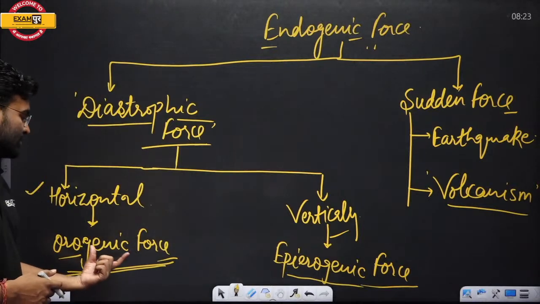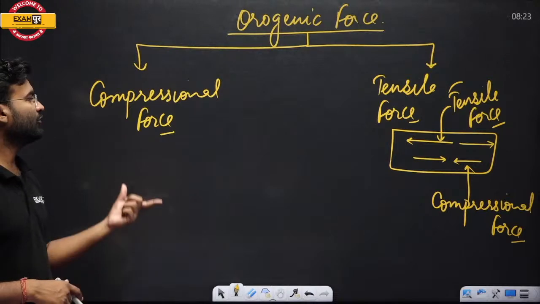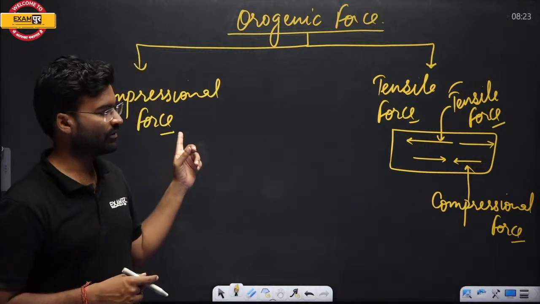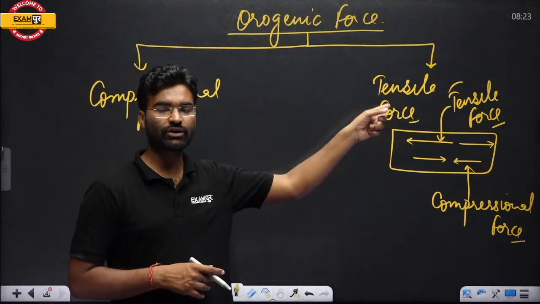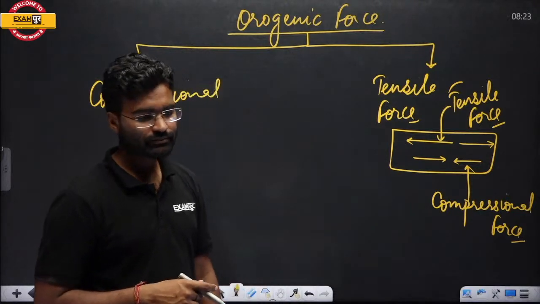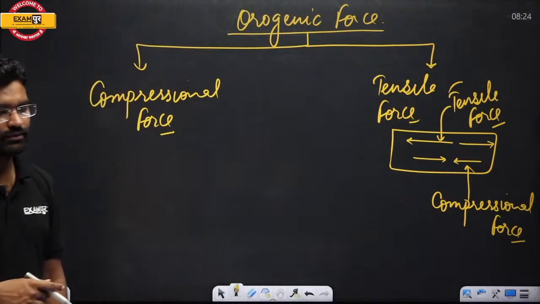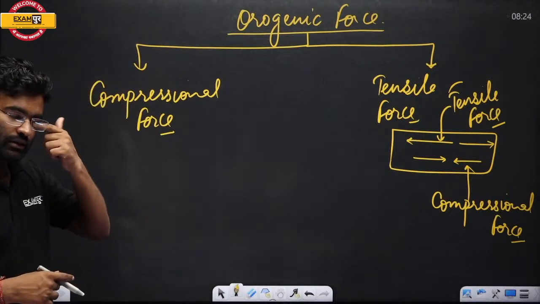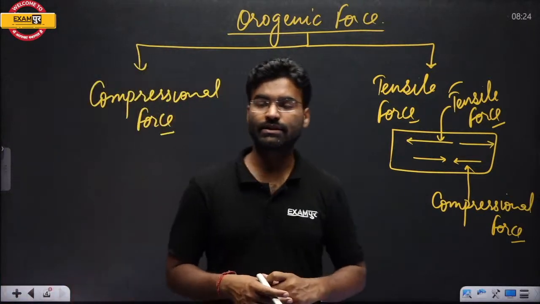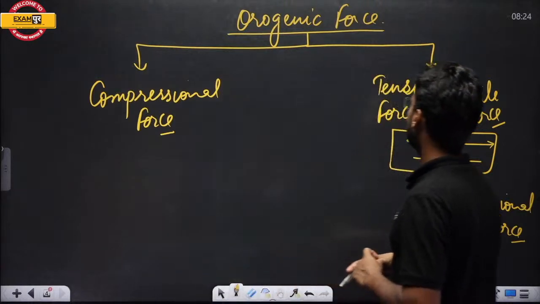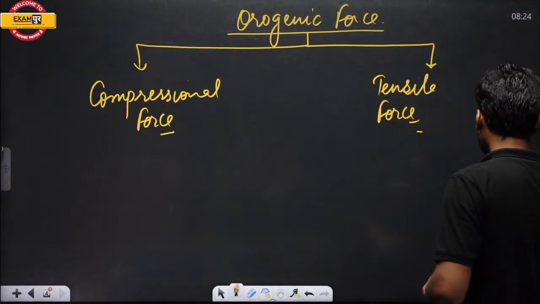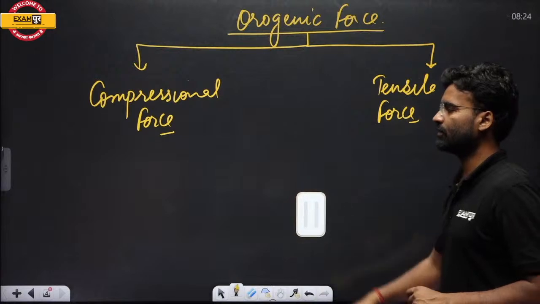So the orogenic force is further divided into two parts. If the force is working in the same direction, then it is termed the compressional force. If the force is working in the opposite direction, then it is termed the tensile force. Okay, so this is an important concept. This is very important to understand for a better understanding of the basic theories of geography.